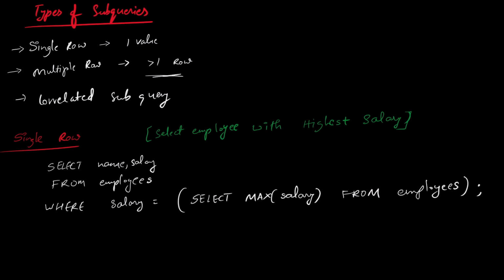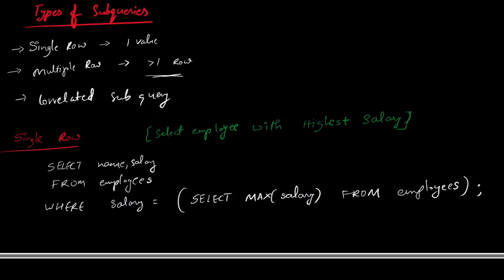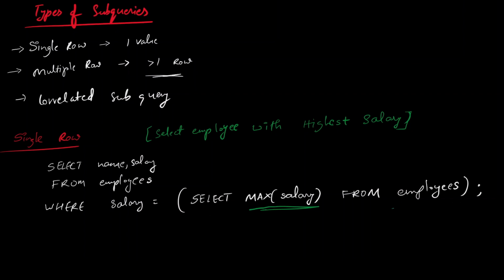So now what happens is it will select the maximum salary from the employees table, and the output of this will be taken as the condition in this where clause. So the salary will be equal to the maximum salary, and that will be filtered when we select name and salary from the employees table. So it will display the name and salary of the employee with the highest salary. So that is how a single row subquery works.